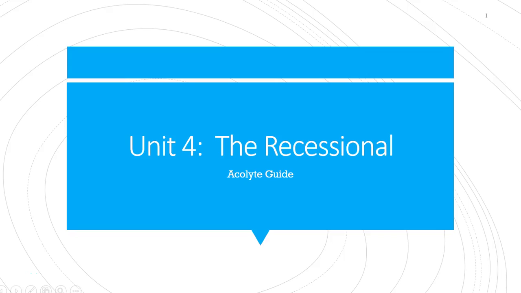Hi, thanks for joining us for Unit 4 entitled The Recessional. You know what that means? It means you're almost done with your Acolyte training. Plus, it also means that the church service is almost over.